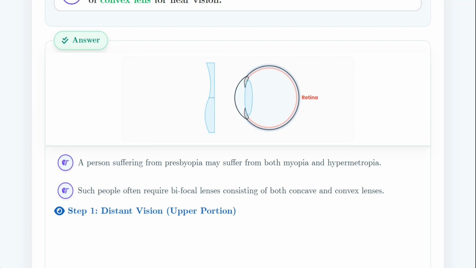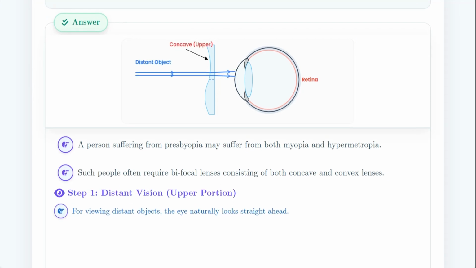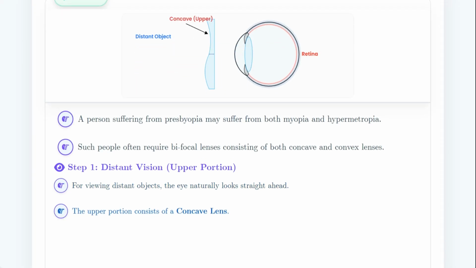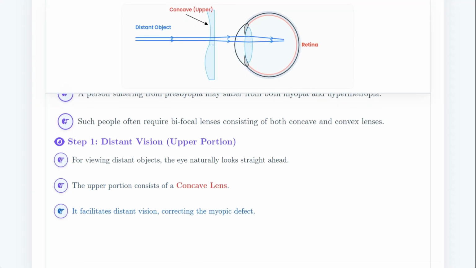First, let's analyze the upper portion. For viewing distant objects, the eye naturally looks straight ahead. The upper portion consists of a concave lens. It facilitates distant vision, correcting the myopic defect.